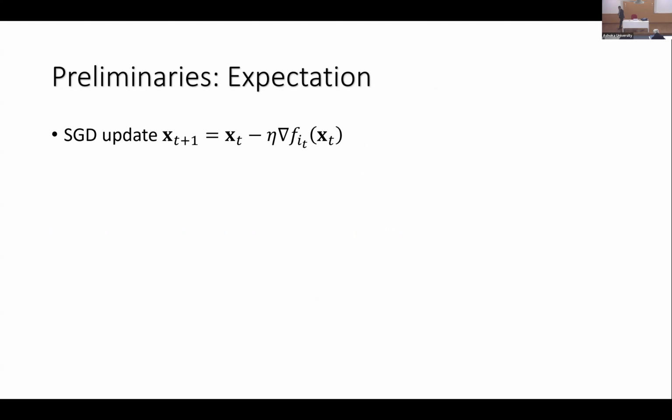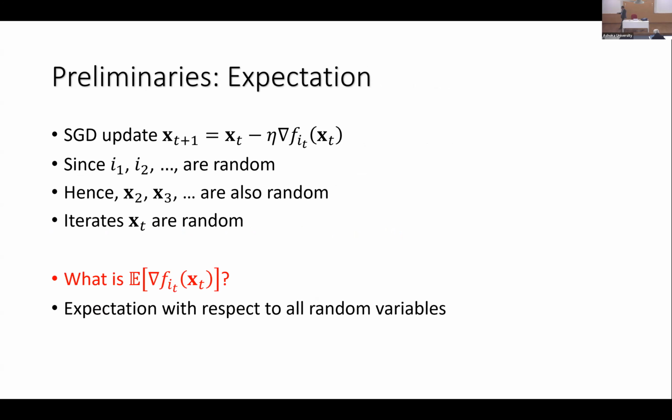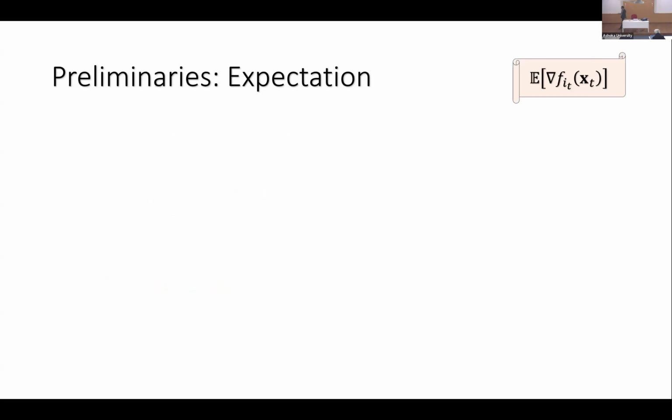And we want a lower Oracle complexity for SGD. Right. So now we need to do a little bit of probability, because things are randomly chosen. So the SGD update looks like this. And since all these indices were randomly chosen, hence x2, x3, these are also all random, and therefore the iterates are random. And therefore, when we take this expectation, it is with respect to all the random variables so far, I1 to IT, not just with respect to IT.